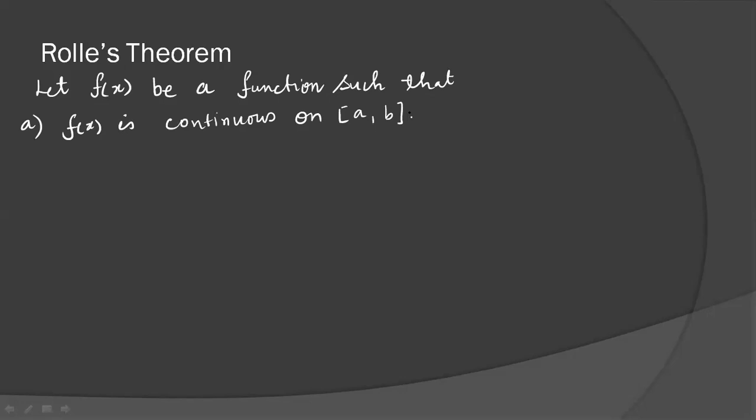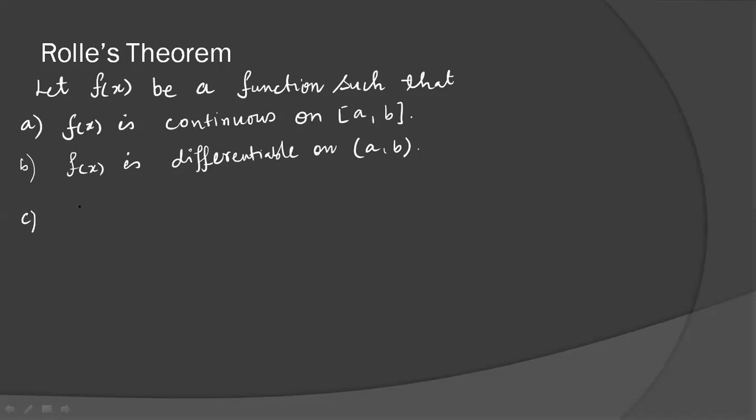Now, continuous on the closed interval [a, b], I have already discussed in the continuity and differentiability lecture. It means the function is defined for all points between a and b, and right hand continuity at a and left hand continuity at b. More on this you can see in my previous lectures. Second condition is f(x) is differentiable on the open interval (a, b), means it is differentiable at every point between a and b.